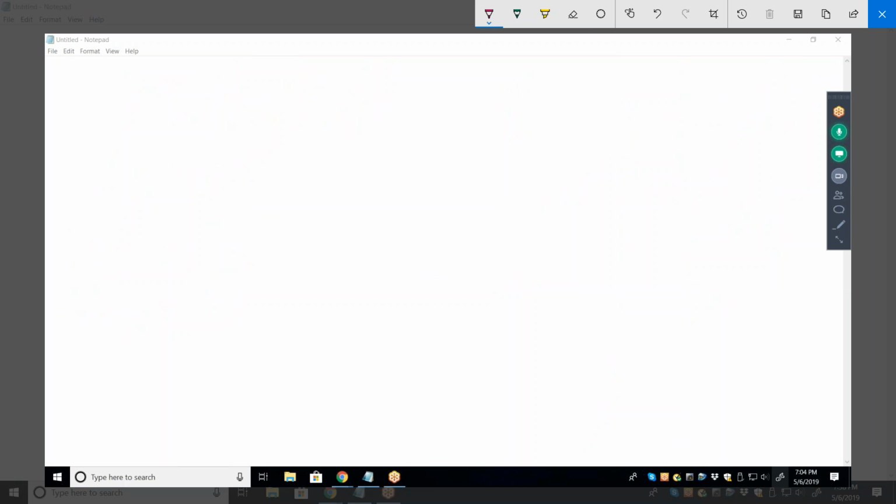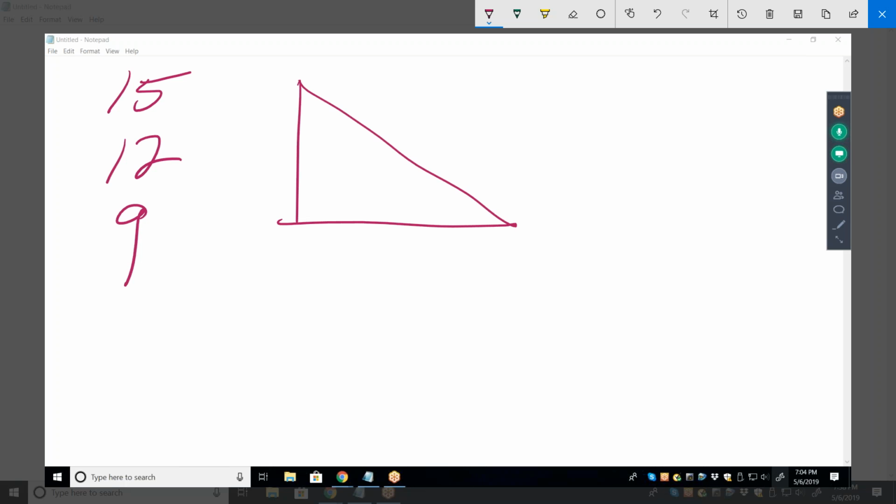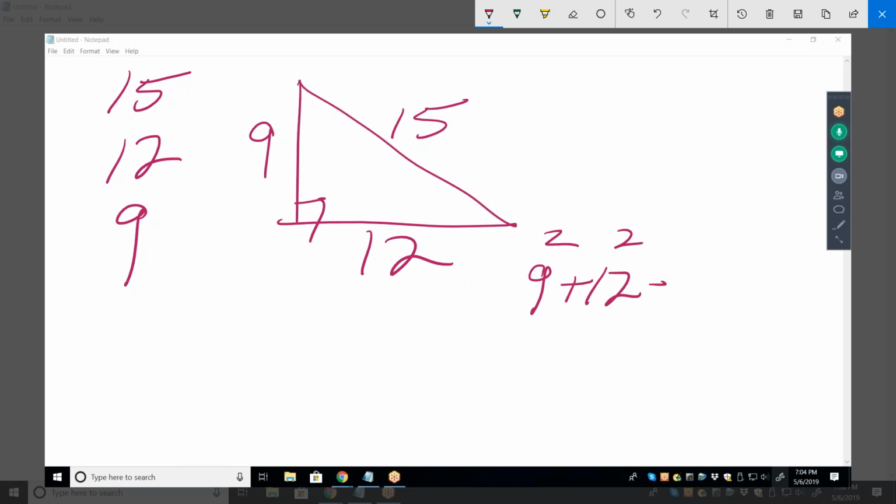So determine whether the given numbers represent the lengths of sides of a right triangle. 15, 12, and 9. Don't have to draw a picture, but I will. If that's a right triangle, what has to be true? 9 squared plus 12 squared equals 15 squared. Is that true? That'd be 81 plus 144.